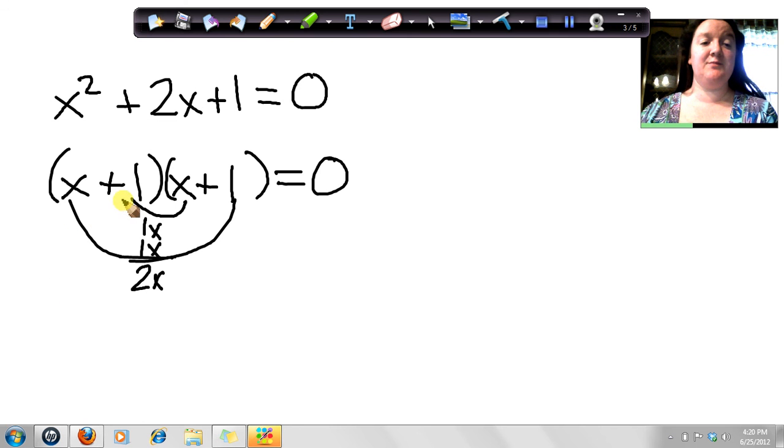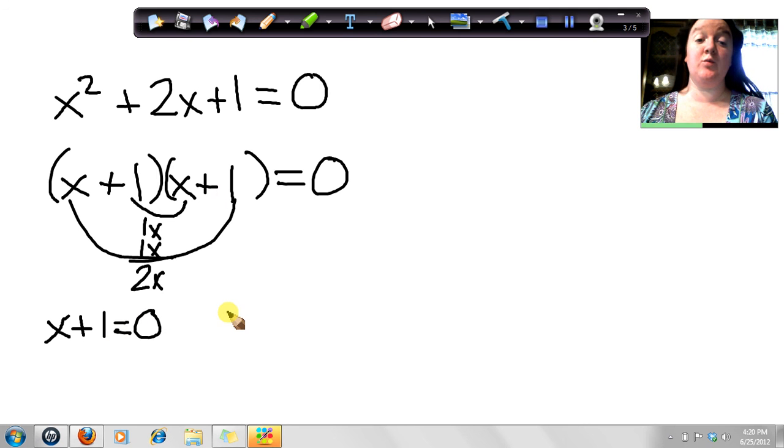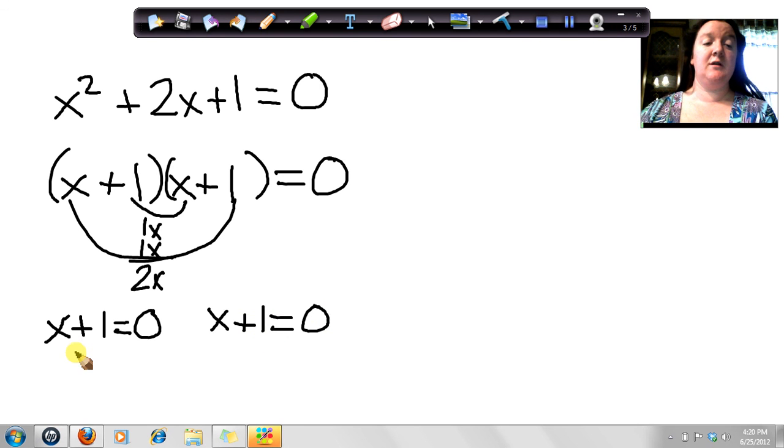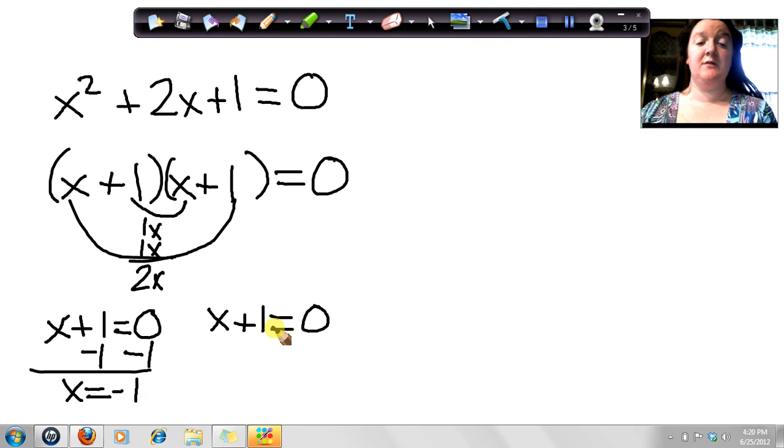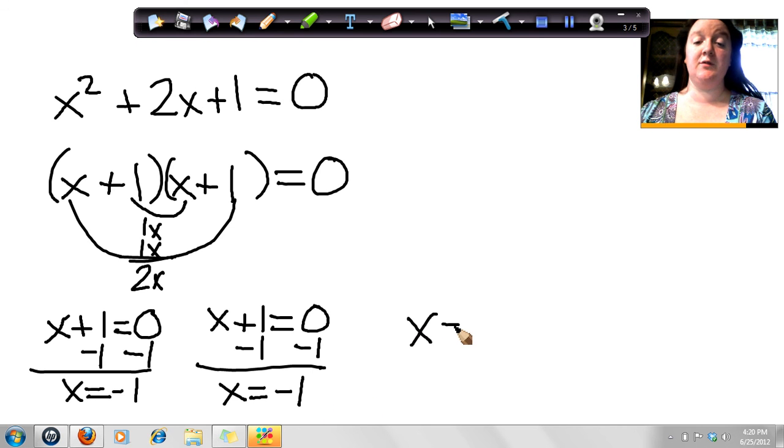So now let's take x plus 1 and make it equal to 0. And we also have to take x plus 1 again and make it equal to 0. But we have something called the double root. Here we found the root of this part of the quadratic, which is x equals a negative 1. We find the root of this part of the quadratic, and we're also going to get x equals a negative 1. So you could say that x equals a negative 1, and sometimes they designate it with a DR for double root.